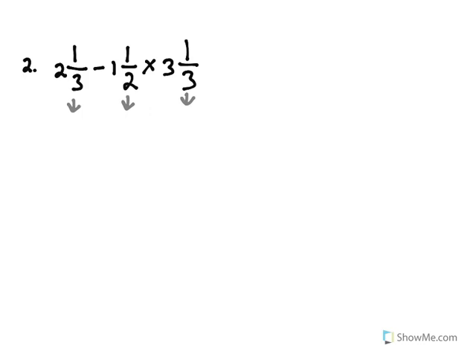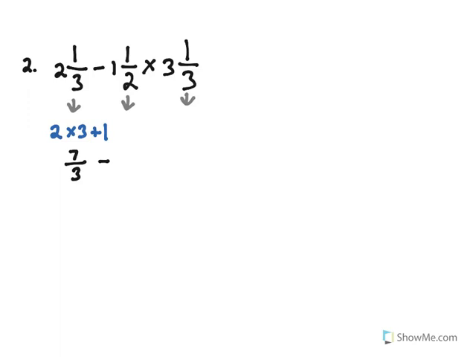And we do that by taking the whole number, which is 2, and then we're going to multiply it by the denominator, which is 3. Then we're going to add the numerator, which is 1. Okay? And when you do that, you're going to get 2 times 3 is 6, plus 1 is 7, all over the original denominator, which is 3. Okay? And we're just going to repeat that for every fraction.